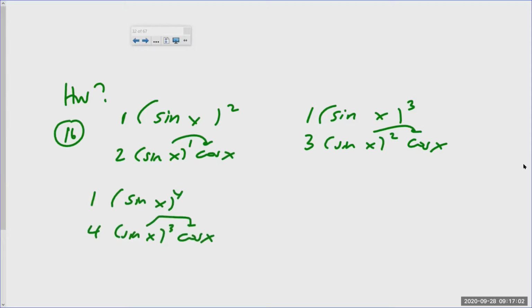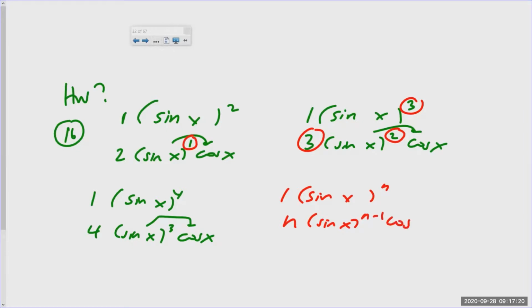Well, they want you to do a generic one for n. So this would be, see if this makes sense. This is n. Do you see, you just copy this number here, right? So it's going to be n times sine of x, and then this power goes down by 1, right? So that'd be n minus 1 times cosine of x, and that should be your answer. Okay? You guys have any other questions on homework?